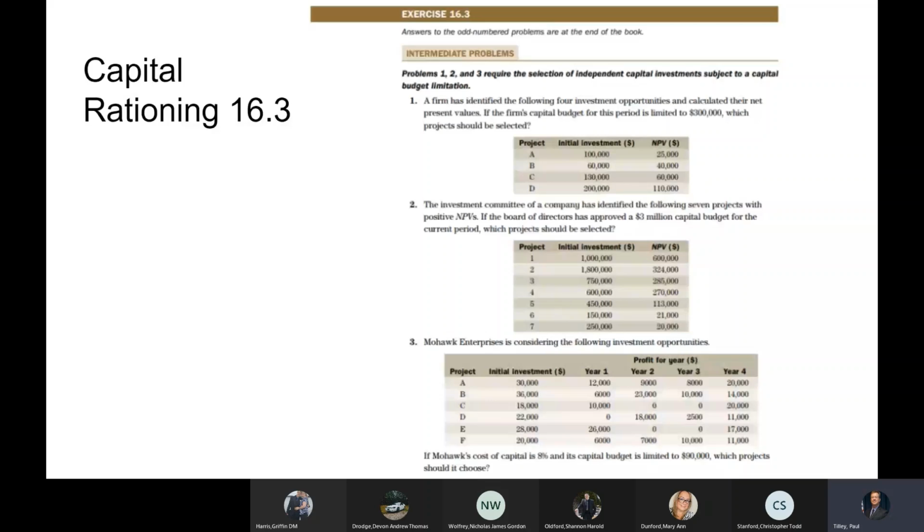I've run out of paper. I want you to just take a look. Just do the numbers for number 2. Do the numbers and figure out which ones have the highest percentages.